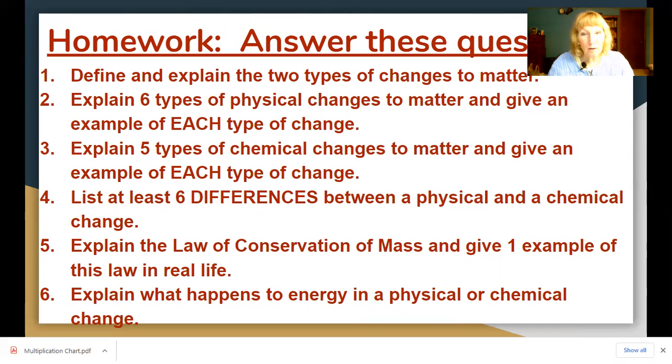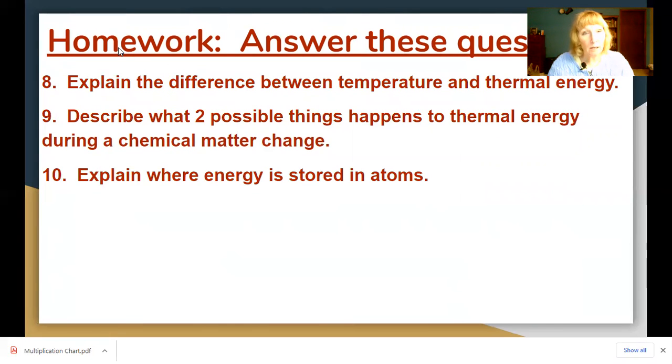You can explain the law of conservation of mass and be able to give 1 example of this law in real life. You don't have to use the one I used in the video here, but you can. It's up to you. You can explain what happens to energy in a physical or chemical change. You can explain the difference between temperature and thermal energy. You can describe what 2 possible things happen to thermal energy during a chemical matter change and explain where energy is stored in atoms. So that ends our video for today.